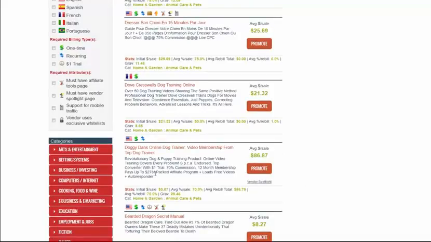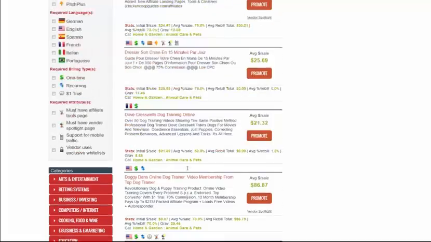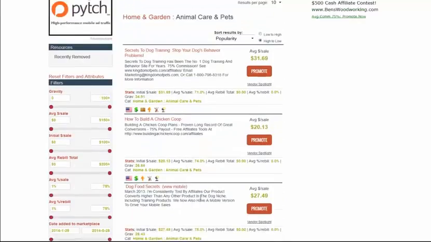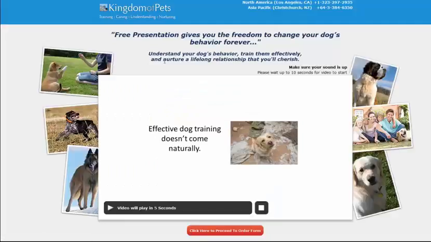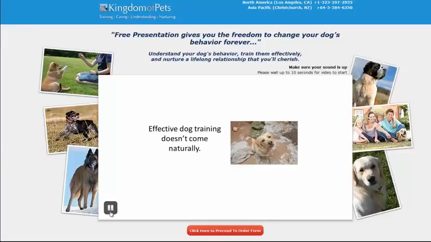So which one do we pick? Well, let's have a look at the sales pages themselves and see which one we like, and I'll give you a bit of my opinion. So secrets to dog training, stop your dog's behavior problems. All we're going to do is click on that, and now we're going to go to the page and see what it actually looks like. So this is the page where you would be sending visitors. I'm just going to pause that video there, if it lets me. Hold on for a second.